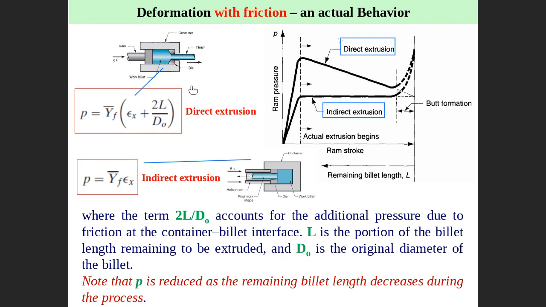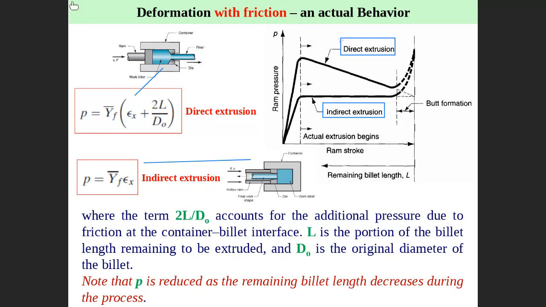Why does the ram pressure decrease? Because whenever you deform the material, L is getting smaller. When L is getting smaller, the remaining L is getting smaller, which means the friction force is getting smaller. Then when the friction force is getting smaller, you can see that the ram pressure will decrease.